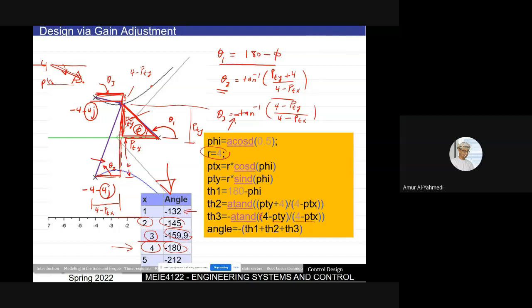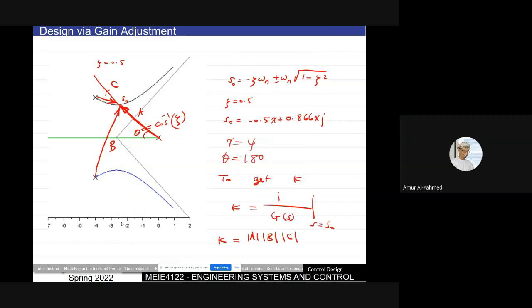This bracket was not there in what I did when I presented that table, the wrong table. So now this table is correct.